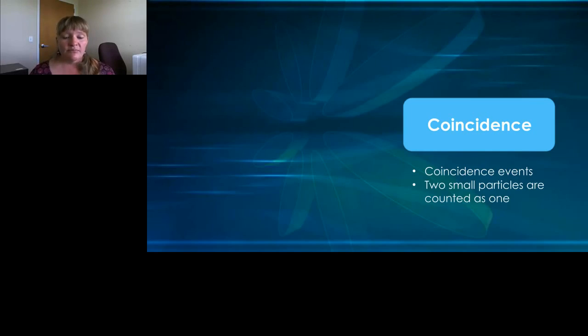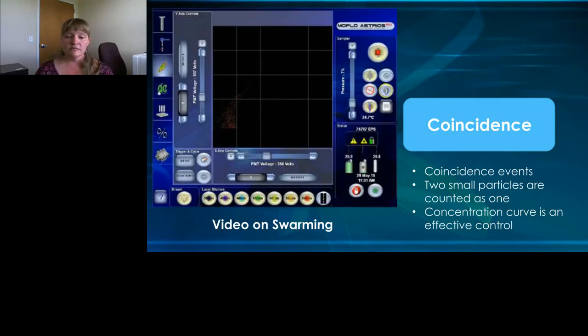As seen in the next video, the coincidence, or swarming, is caused by EVs going through the laser at the same time. This is avoided by properly diluting the sample and measuring the side scatter log height values. Some publications may require a concentration curve demonstrating that the side scatter log height values are steady with decreasing concentration, indicating an absence of coincidence.